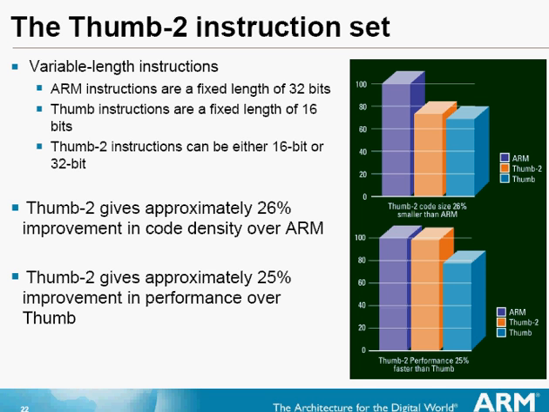No restrictions there. Thumb 2 gives approximately 26% improvement in code density over ARM, and Thumb 2 gives approximately 25% improvement in performance over Thumb. Overall, Thumb 2 is better, and in all modern core processors we use the Thumb 2 instruction set only.